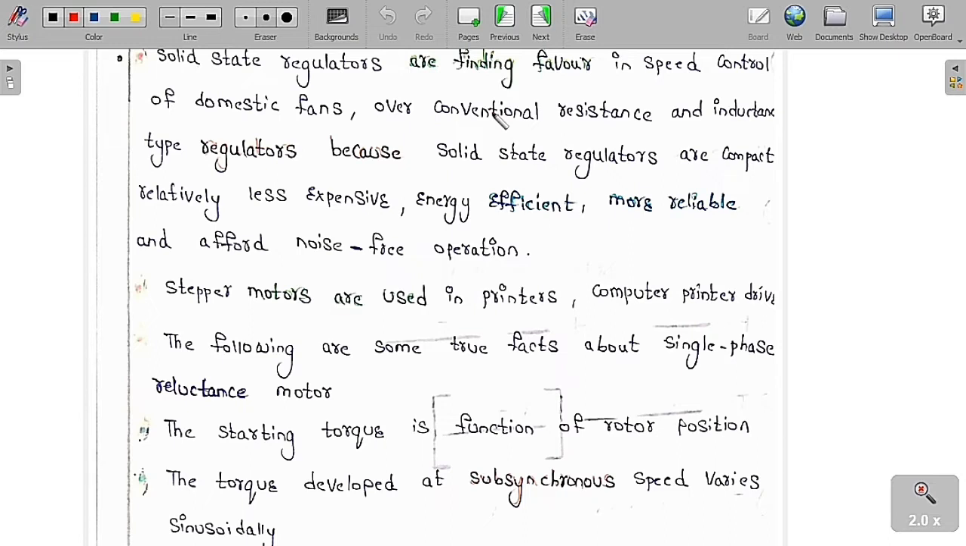Solid state regulators are finding favor in speed control of domestic fans over conventional resistance and inductance type regulators because solid state regulators are compact, relatively less expensive, energy efficient, more reliable and afford noise-free operation.